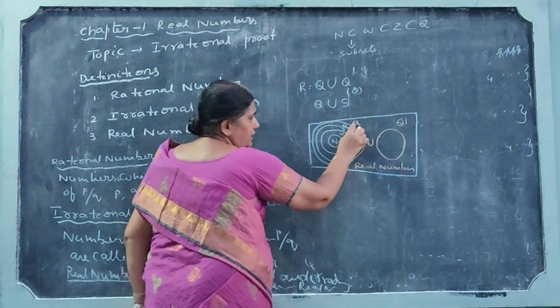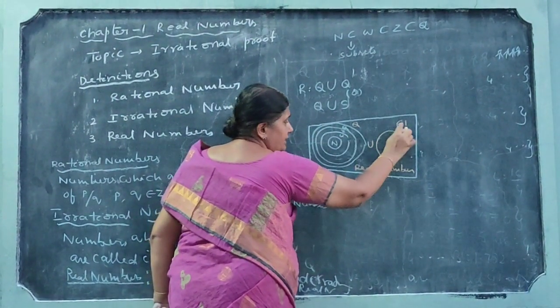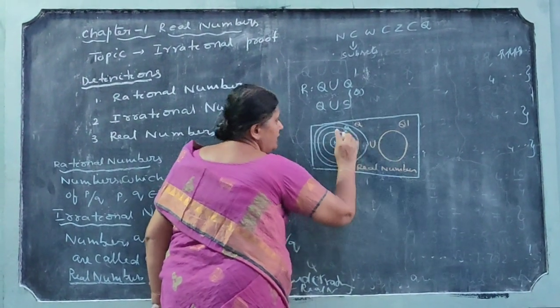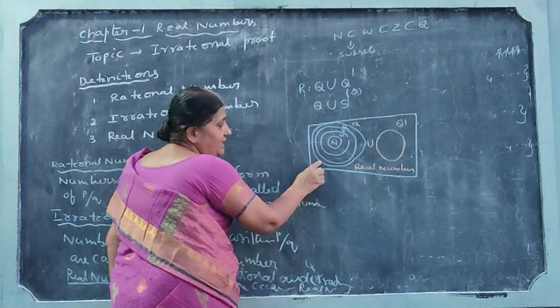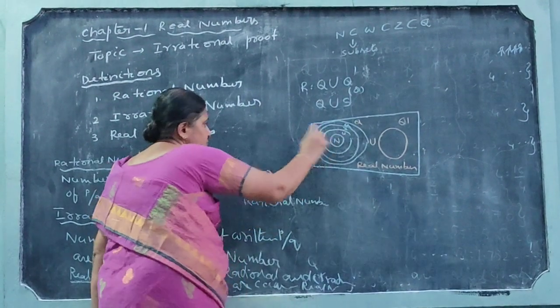So rational numbers, irrational numbers, union is called real numbers. This is called the Venn representation of real numbers. Later we will explain in the second chapter. Note down all these points.